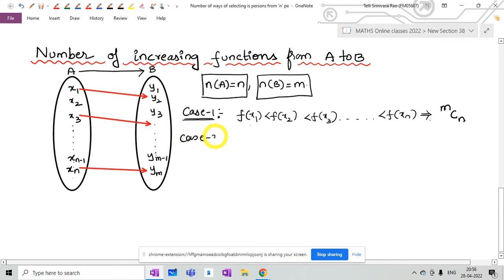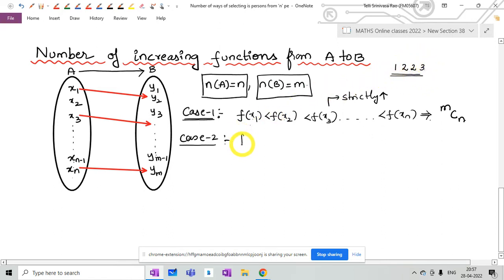Next, out of these inequalities, we can keep an equality sign somewhere. Increasing function means we can have something like 1, 2, 2, 3. So this is also called increasing, while the earlier one is a case of strictly increasing. Here x1 is going to 1, x2 is going to 2, x3 is also going to 2, and x4 is going to 3. So this is a case of an increasing function only.